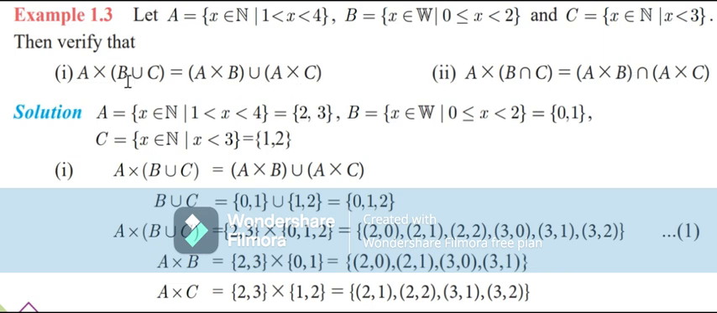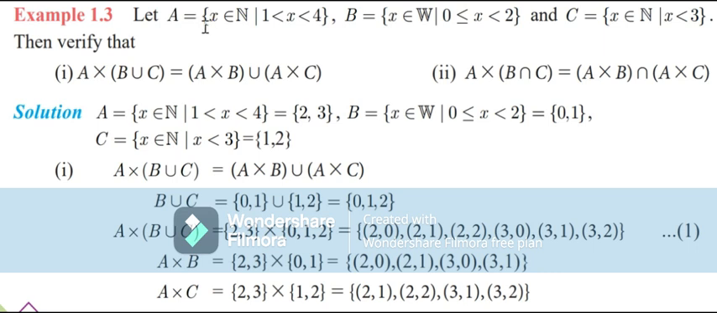I hope you would have learned in previous standards how to do union and intersection and all, right? So we are going to do union and intersection. We have to verify that. Okay. Before that, we have to see what is given.